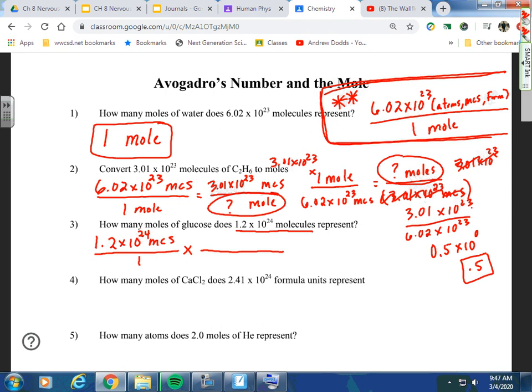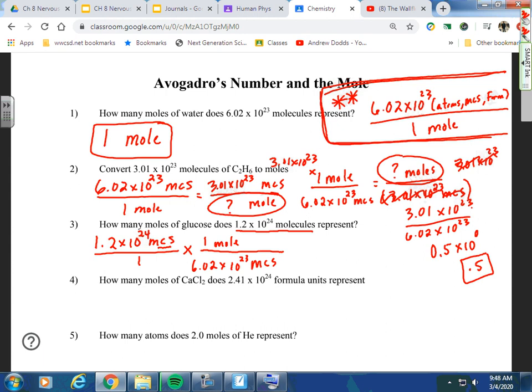Okay? Now, which way do I want it? Well, when we do this type of problem using this method called dimensional analysis, whatever units I have right here, I want those same units to be down here. In order for molecules or particles to be on the bottom, I have to flip this thing upside down. So instead of putting the 6.02 times 10 to the 23rd on top, I'm going to put it on the bottom. And instead of the 1 mole being on the bottom, that's going to go up to the top.